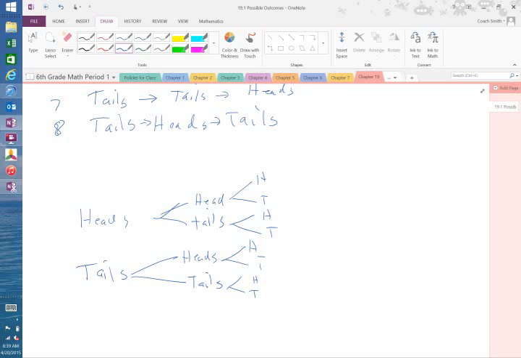Okay, that would be a tree diagram. Okay, and if you look at this one, there would be your total. Okay? The other way they do it sometimes is they do what they call a grid. Okay? This would be a list. This would be a tree diagram. And then they have a grid.